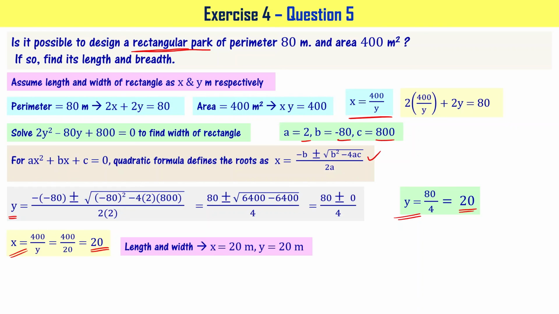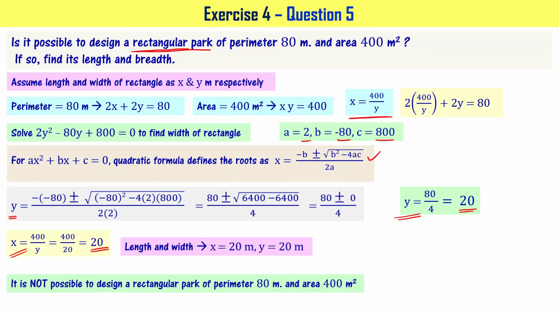That's why I'm saying, since length is equal to width in this particular case, though we were able to find roots of the given quadratic equation and then find length and breadth, we are still not in a position to design a rectangular park. What you would be designing is a park in square shape. Let me write this answer. It is not possible to design a rectangular park of perimeter 80 meters and area 400 meters square.